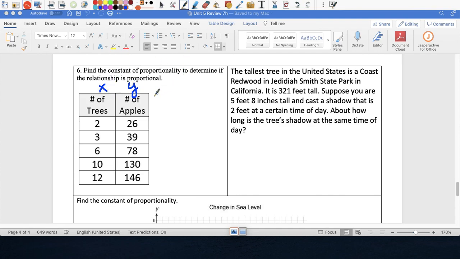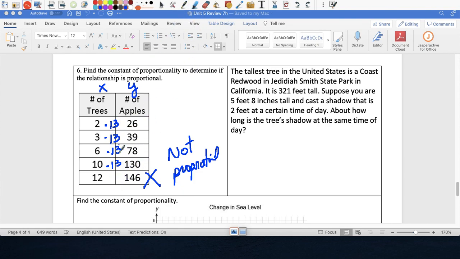Okay, so you have 4 points. This is times 13, which is 26. This is times 13, which is 39. This is times 13, which is 78. This is times 13, which is 130. And the last one, 12 times 13 is 156. Not proportional. Right? Because the constant of proportionality, it's not.